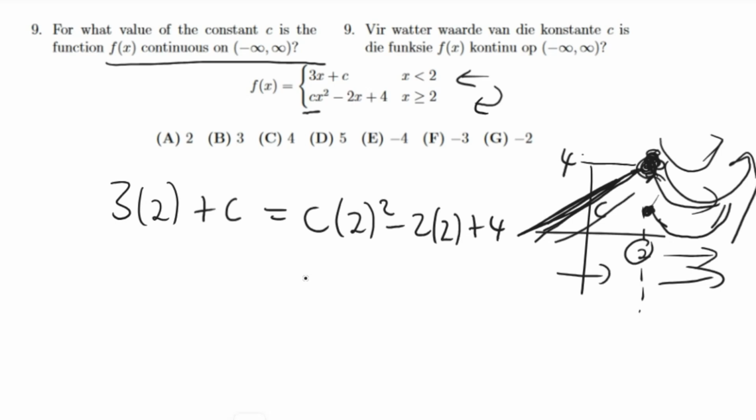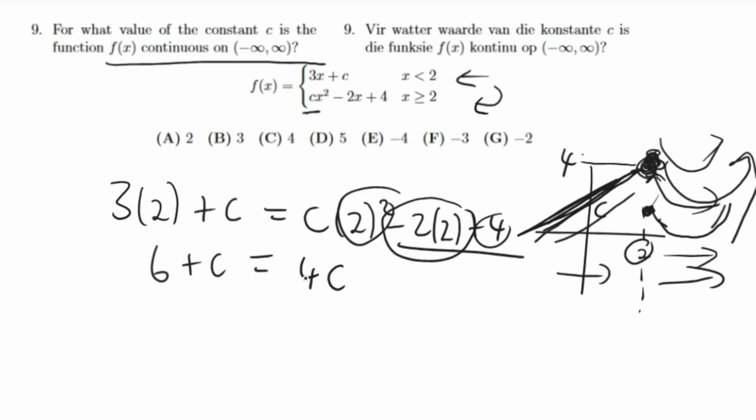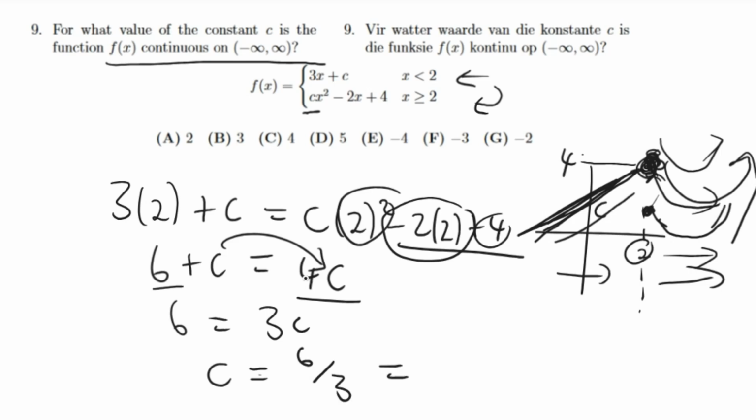And then what we have from here is 6 plus c is going to be c squared minus 4 plus 4. The minus 4 and plus 4 give 0. So you have 6 plus c equals c squared, and c squared minus c is 6. Then you have your c as 6 over 3, and that's the value of c, which must now be 2. The value there must be 2.